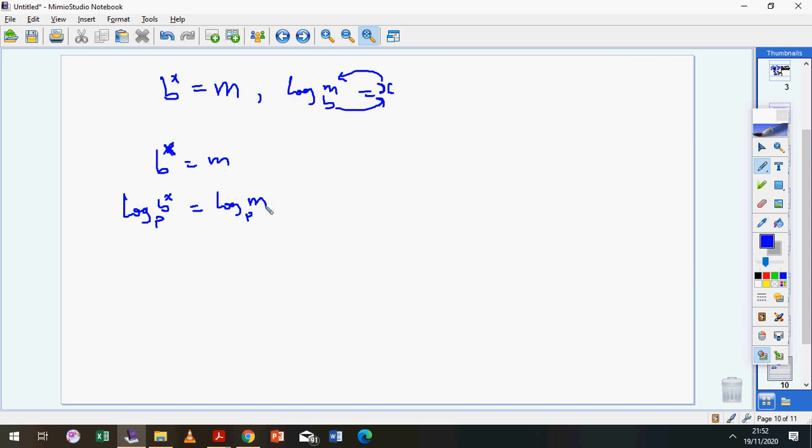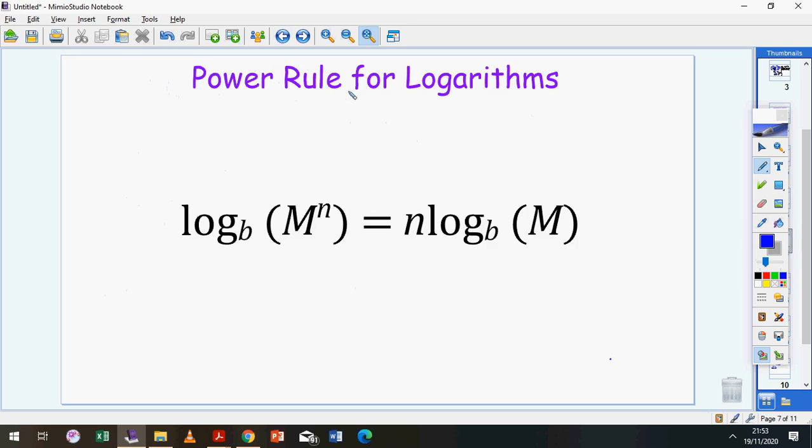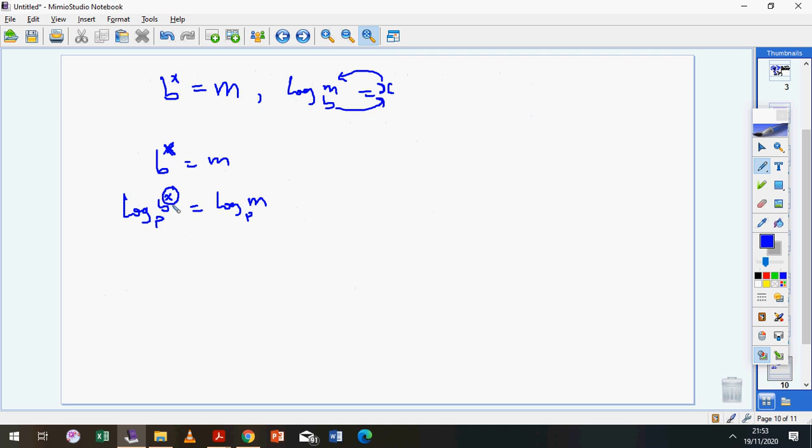From the power rule of logarithms that we just saw, we know that if you have a power on top of a logarithm, that power drops to the front. So that's the idea I'm going to use here. Since I have this power on top of the logarithm, x will just drop to the front of the logarithm. So it'll be x logarithm of b base p is equal to logarithm of m base p.